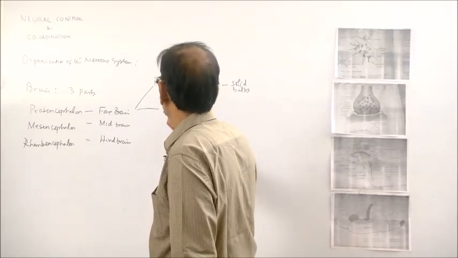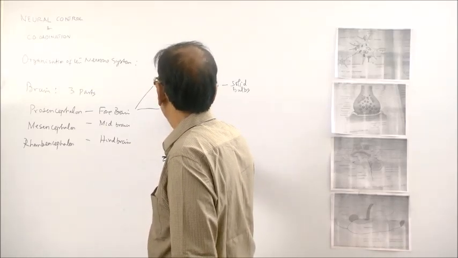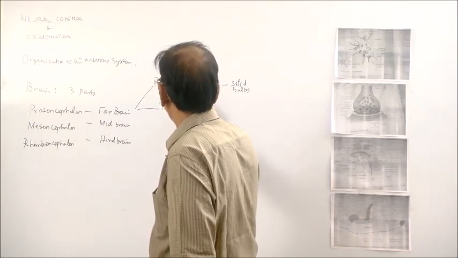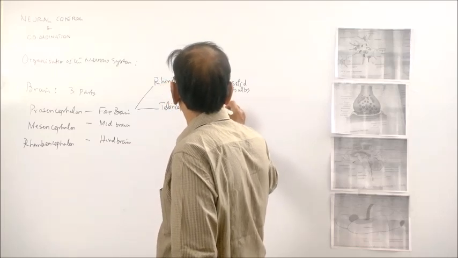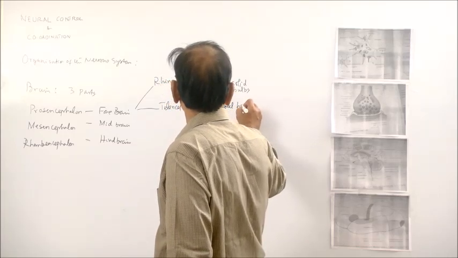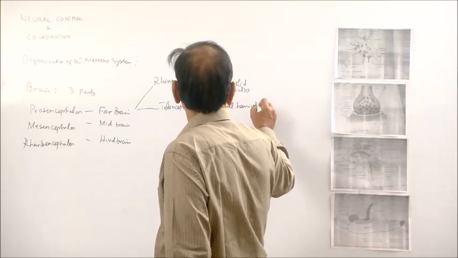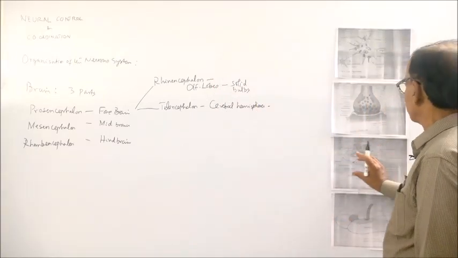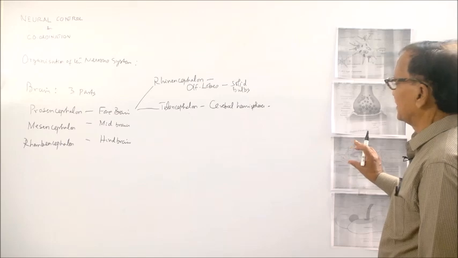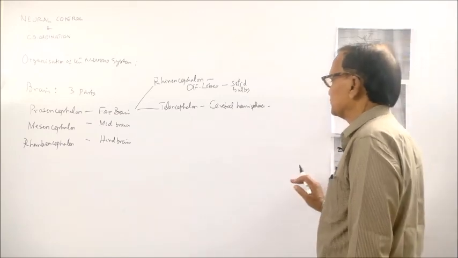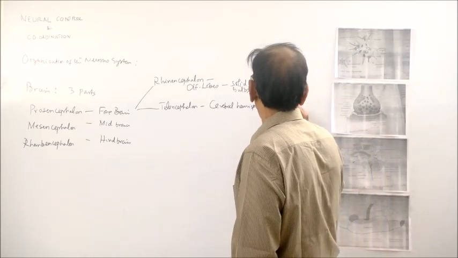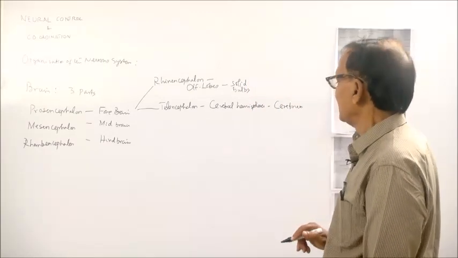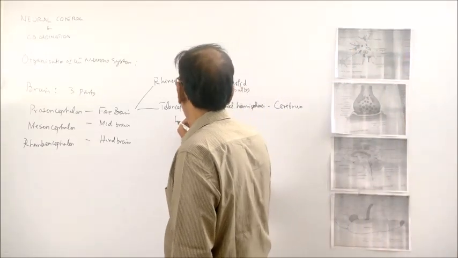The most important part is the cerebral hemispheres that form what is known as the telencephalon. So the dominant parts of the brain are these cerebral hemispheres. Whatever is shown in this diagram actually is the cerebral hemispheres. They are also called together the cerebrum, which is the largest part of the brain.